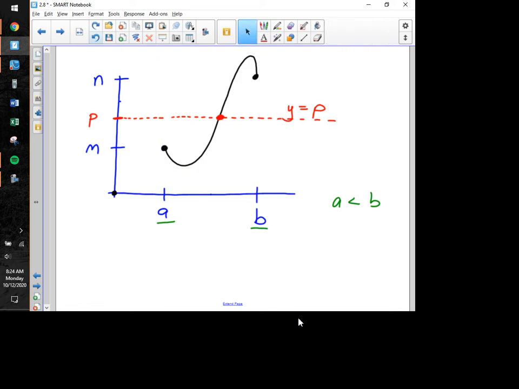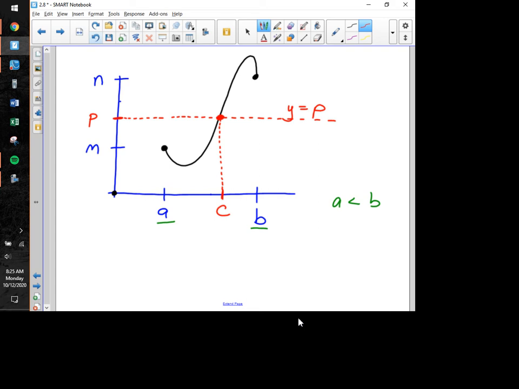Let's get to it one more time because I want to finish something else up. The conclusion of the if-then statement right there said that your y value, p, located in between m and n, had to occur at least once. But if we go further with that, the location of that point is also something we know. From that point, if I drop straight down to my x-axis, I get a value right here that we called c. And it must be the case, everybody, that c has to be located in between a and b. So that, guys, is kind of what the intermediate value theorem tells us.